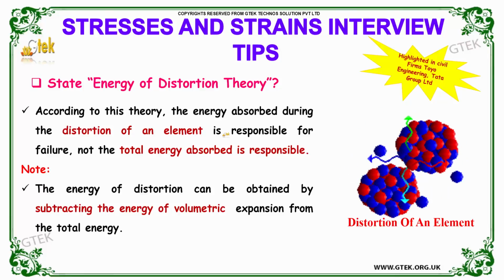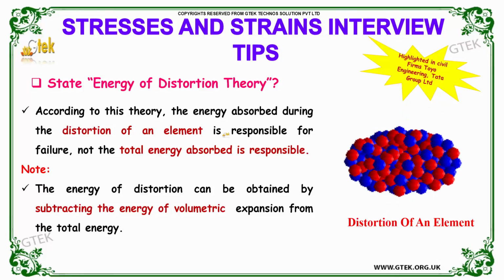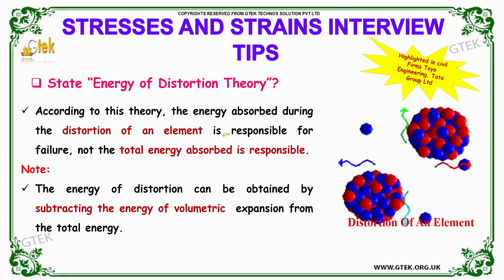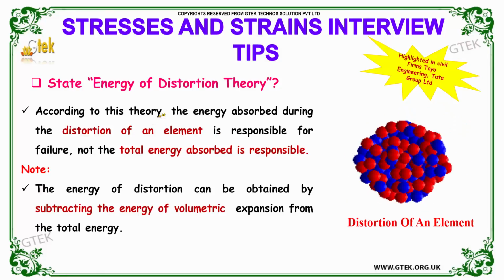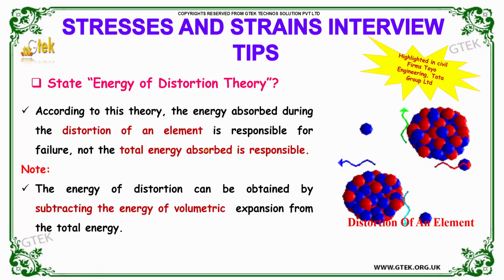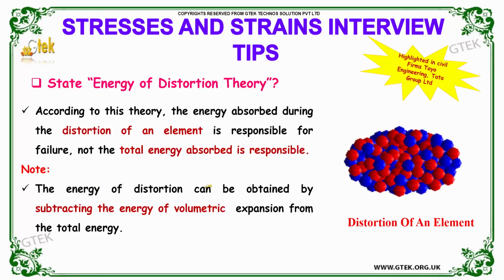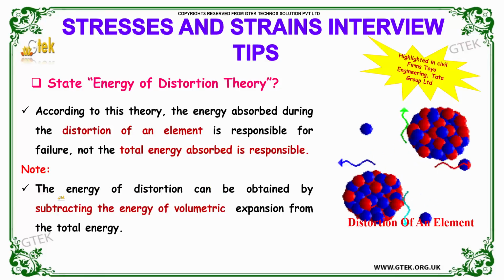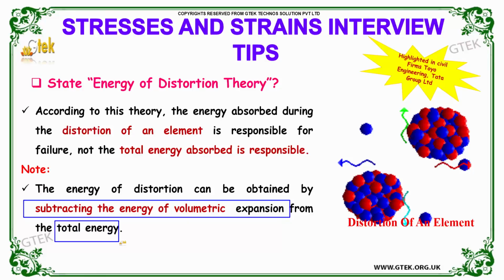Moving on, our next question is, state the energy of distortion theory. According to this theory, the energy absorbed during the distortion of an element is responsible for the failure and not the total energy absorbed. You have to take a note that the energy of distortion can be obtained by subtracting the energy of volumetric expansion from your total energy.